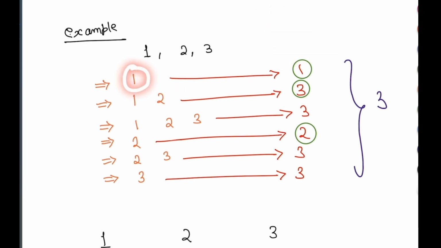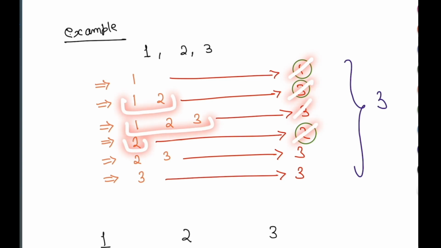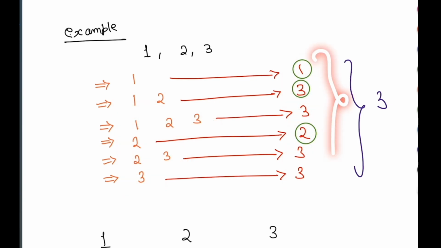So for the first subarray we have the bitwise OR equal to 1. Then for the second one we have 3. For the third one we have 3. For the fourth one we have 2. For the fifth one we have 3. And for the last we have 3. So we got 6 bitwise ORs, but not all of them are different.